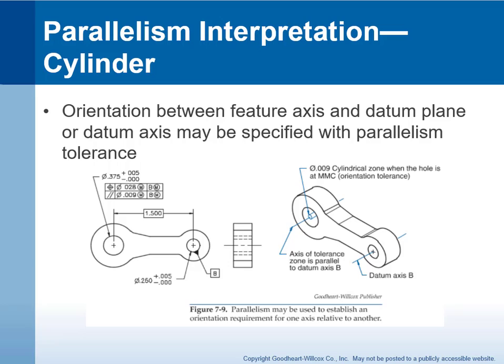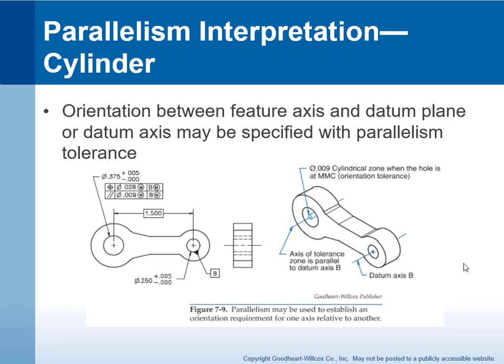Okay, so let's talk about parallelism interpretation of a cylinder. Okay, so in this case we have a link. Our link has a positional tolerance here. The 1.5 is our basic dimension, and that is from one hole to the next hole. Our holes are 375 plus 5 minus nothing. We have a positional tolerance here that applies at maximum material condition and at maximum material boundary, and then we have the parallelism. So what we're trying to achieve here is a parallelism between these two holes within this boundary, the location boundary.